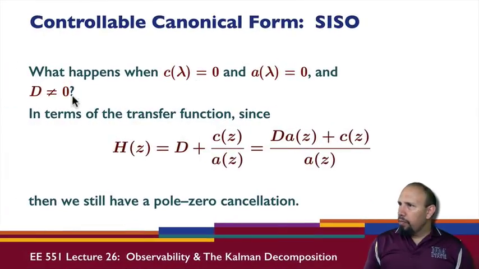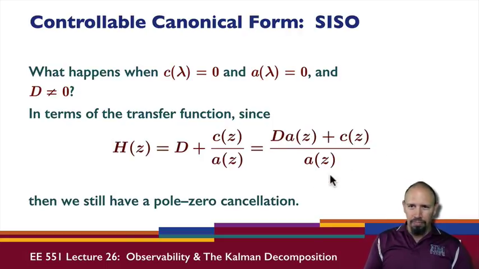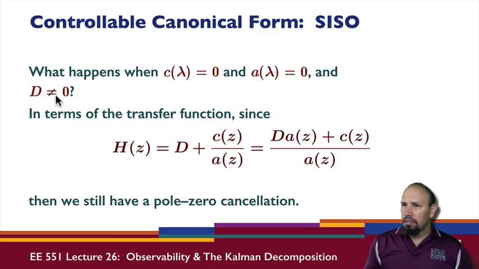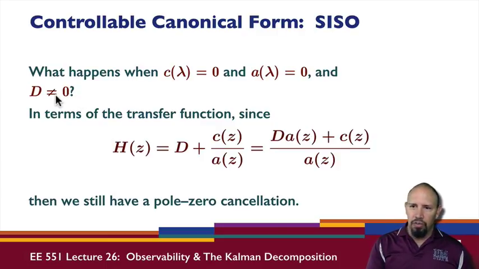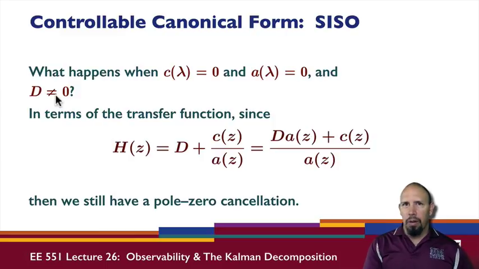What happens now if we have D not 0? So in this case, we have D plus C over A. Putting it all over a common denominator, we have this. If, in fact, we still have this, then this is 0, the whole numerator is 0, and we still get a pole-zero cancellation. So it didn't really matter that you had the D or not. Having the D originally gone just simplified things, but it doesn't change the underlying problem.